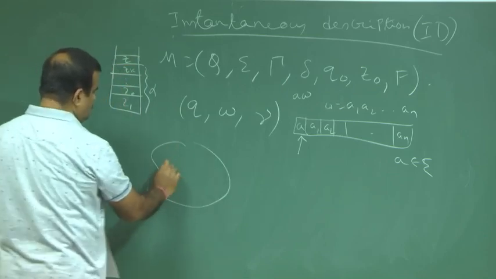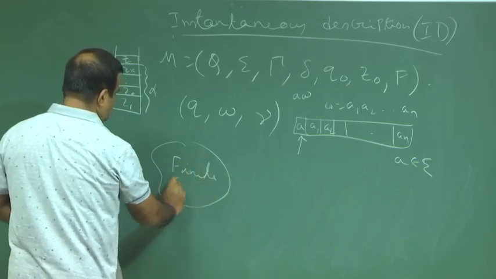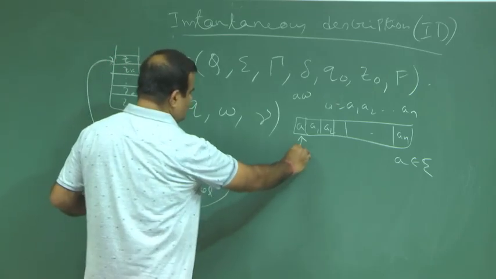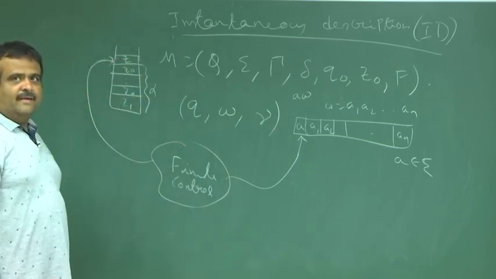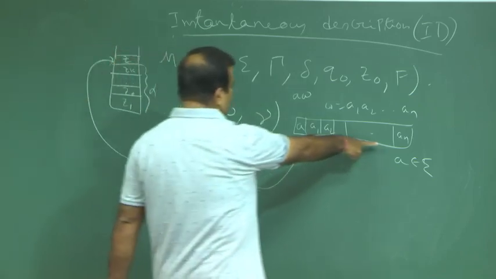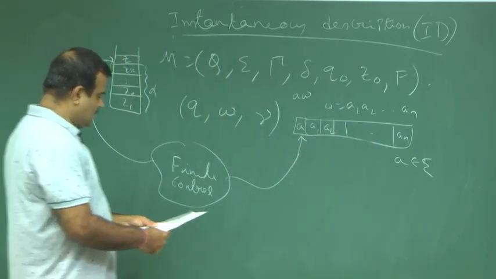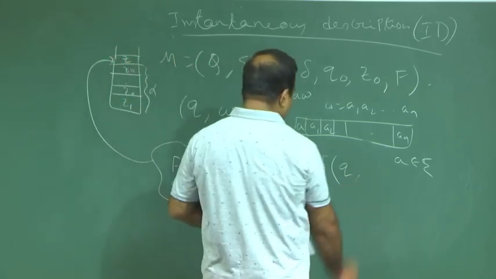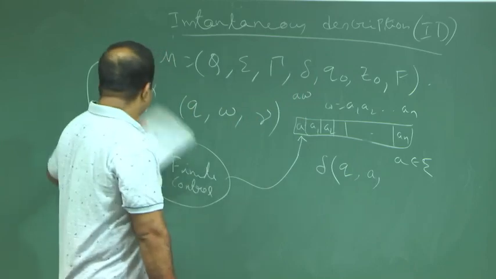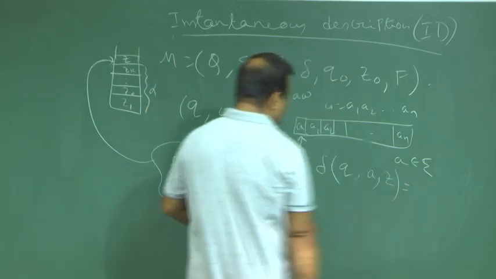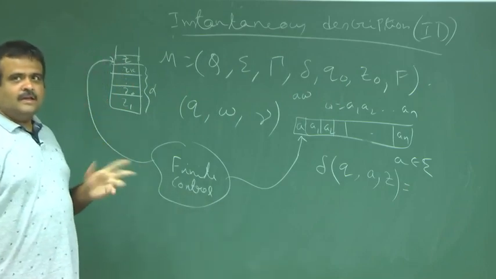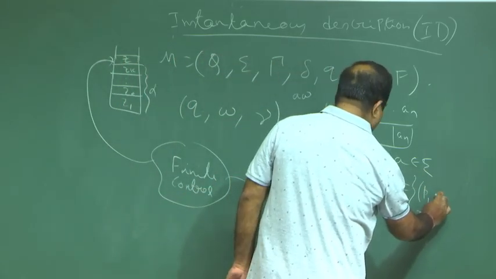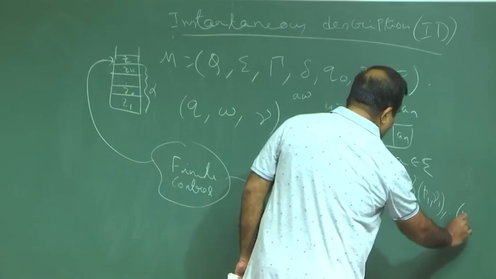So, it is a finite control, and we are reading the stack symbol, the top of the stack, and we are reading this input symbol A, and the remaining input is a string like this. And suppose the delta is like this. Currently, suppose we are at Q, reading A, and our stack symbol is Z say. So, this will be a subset of some (P_i, gamma_i), like this, up to (P_l, gamma_l).